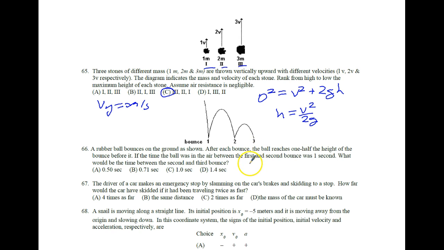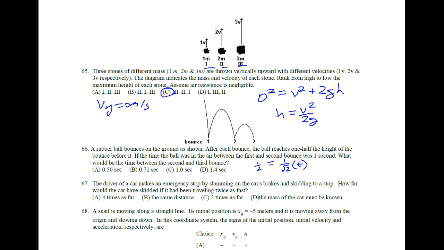For number 66, they want to know what will be the time between the second and the third bounce. If I use d equal to 1/2 at squared, that shows the height is proportional to the time squared. So 1/2 the height is equal to 1 over the square root of 2 times the time. And then that would give you your answer.